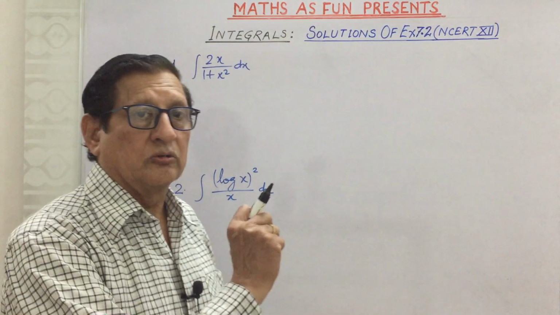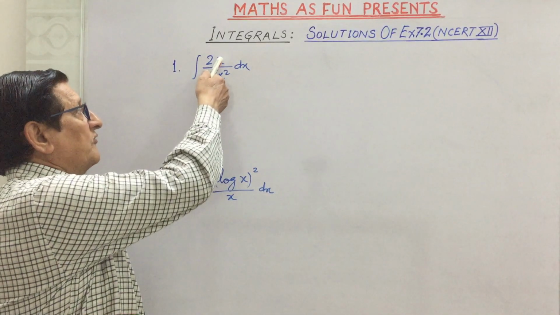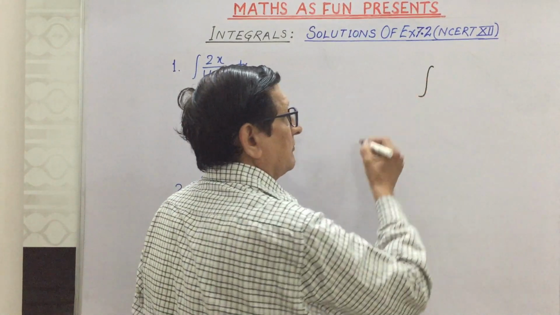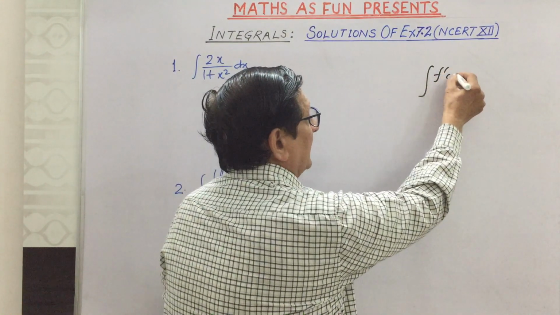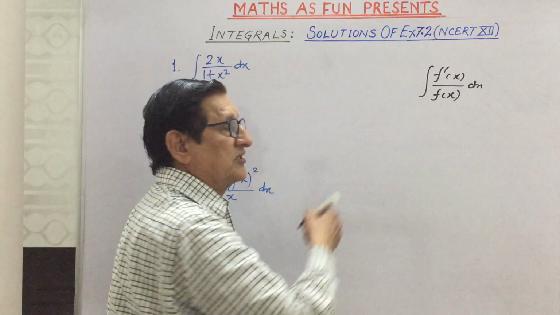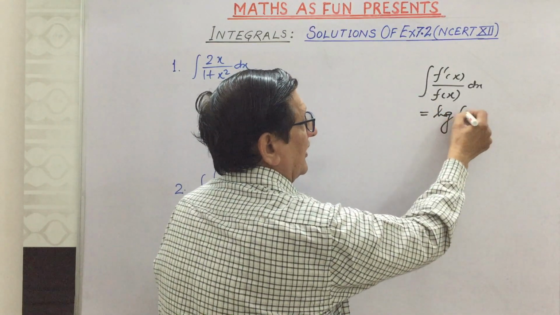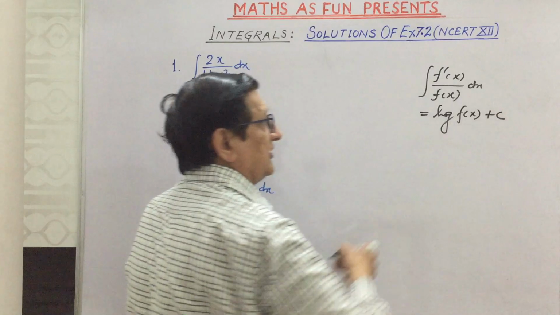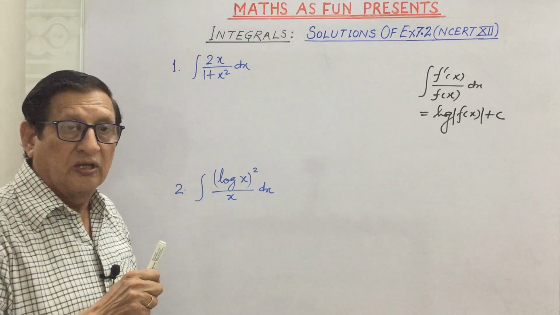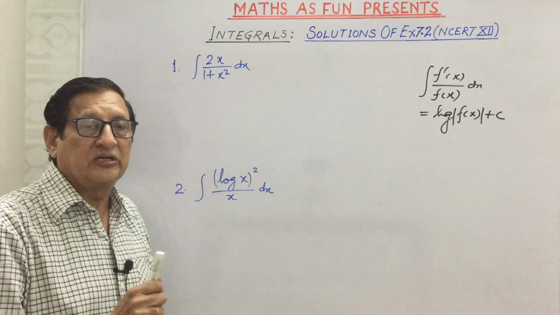So here we are coming to question number 1 of the exercise, that is integral of 2x upon 1 plus x square. In such problems we can remember one more rule: if f dash x upon f x dx is asked for the integration, then the integral of that is log of modulus f x plus c, and here we have to use the modulus sign because the logarithm of a function is defined for positive values.